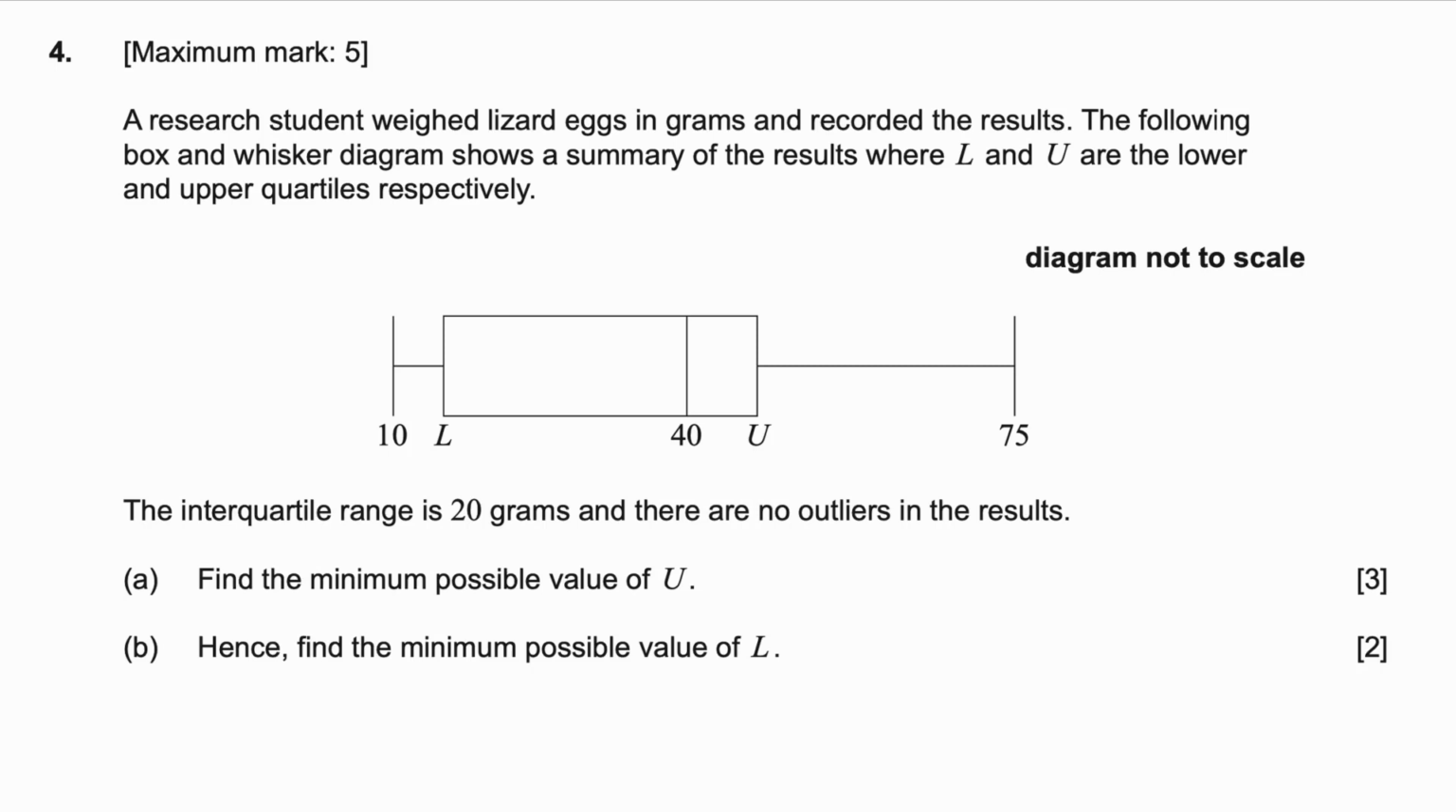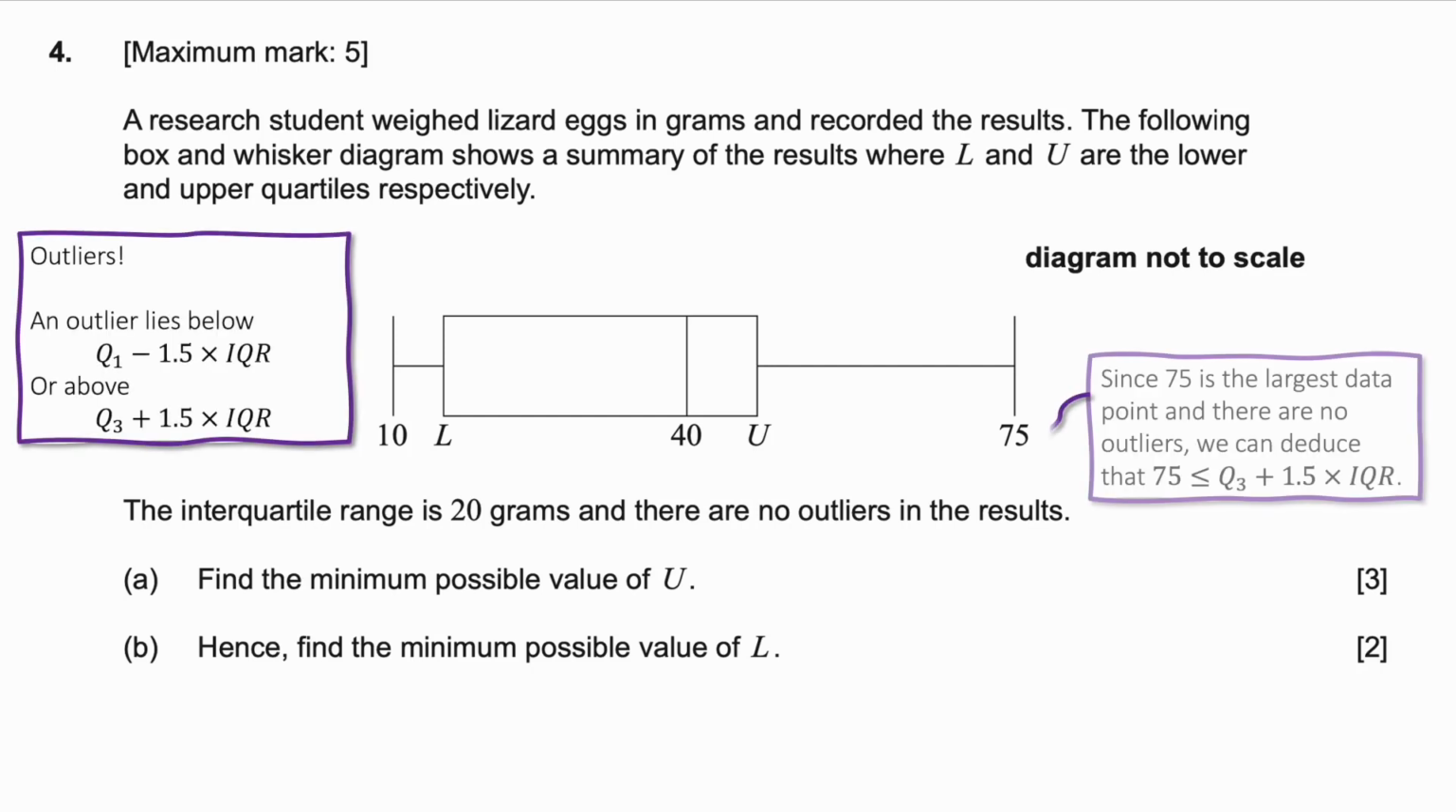Okay. So the key fact here is that the interquartile range is 20 grams and there are no outliers. And for this you're going to need to remember what an outlier is. So you should remember, and this is a key fact from your textbook, that an outlier lies below Q1 minus 1.5 times the interquartile range, or above Q3 plus 1.5 times the interquartile range, where Q1 and Q3 are the lower and upper quartiles. Okay, that's a key fact.